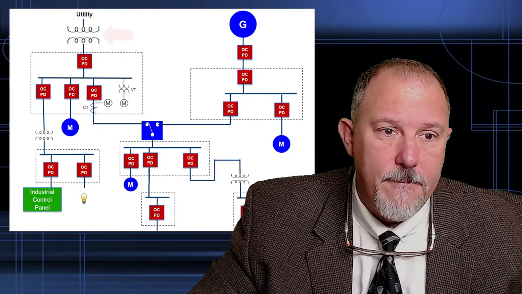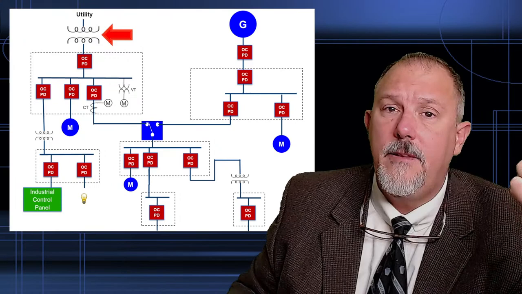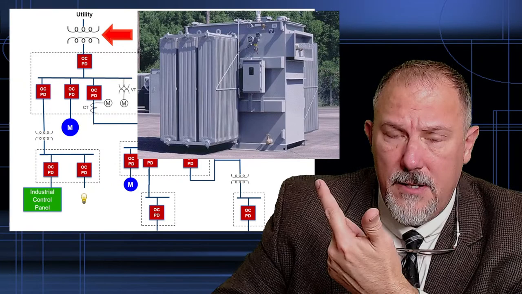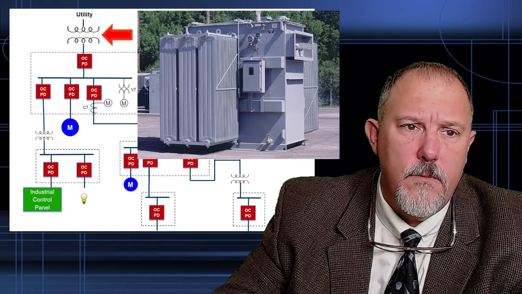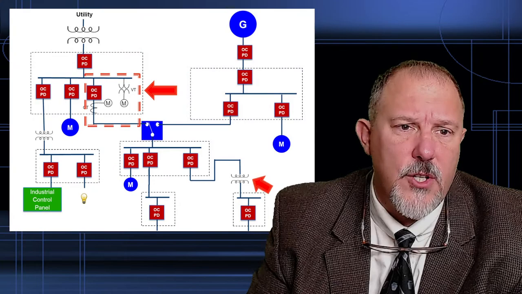Okay, so there's your utility transformer. That can be a pole-mounted transformer. It can be a substation, a ground-mounted transformer. It can be a big boy like this. Or it could be, again, a smaller 25 kVA, 15 kVA, whatever kVA that you have up there on a pole, providing power from the utility. And the utility, in most cases, owns those.